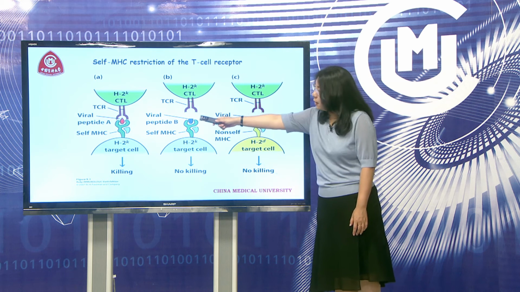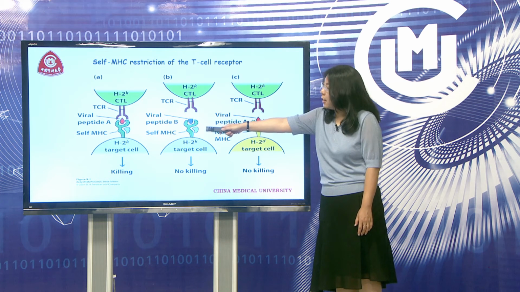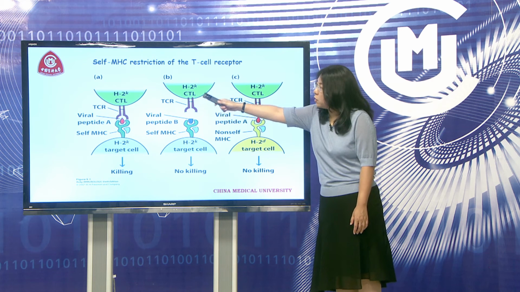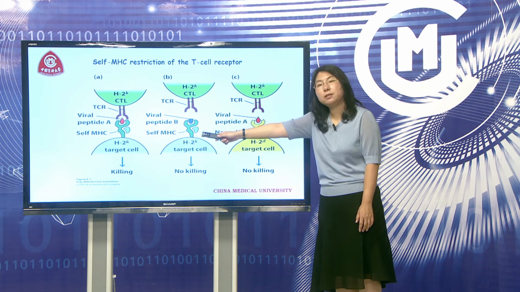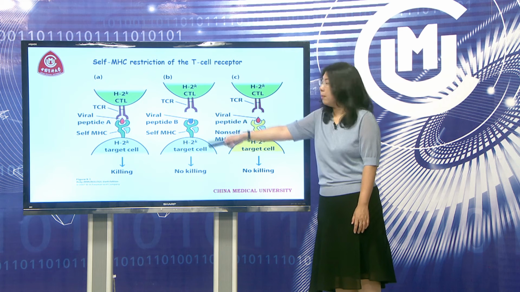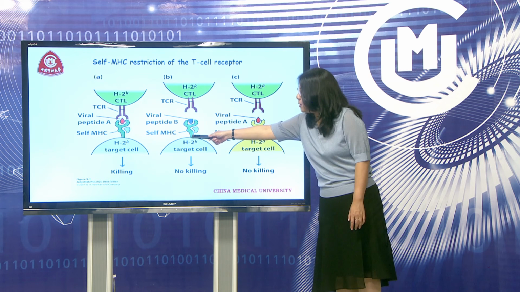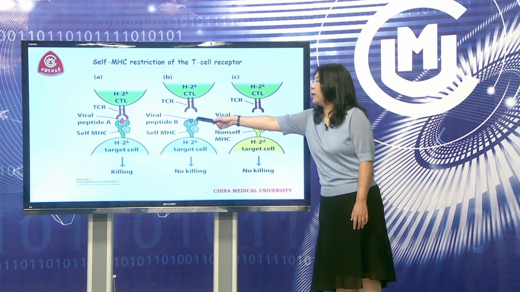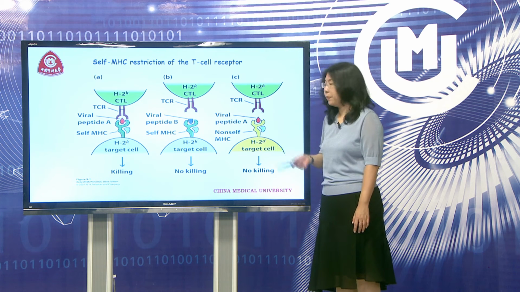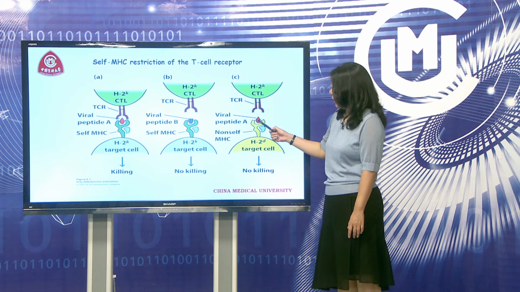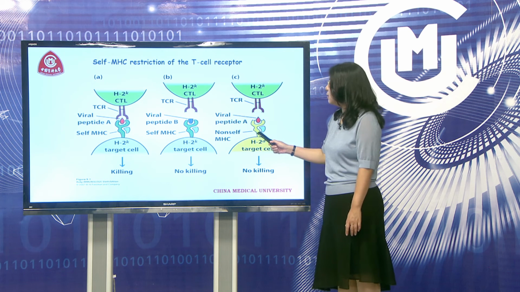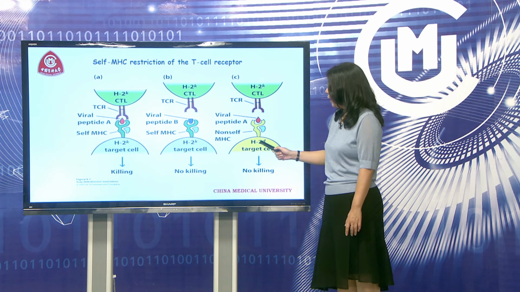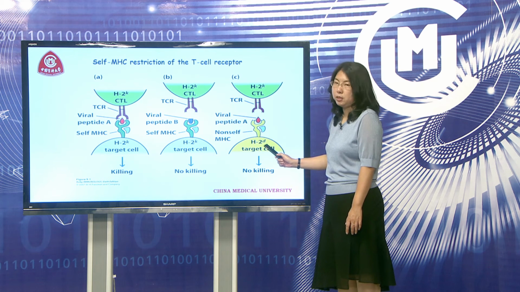In the right one, we know the same MHC, you see the H2K locus. This TCR recognizes this MHC and also the antigen. But in the second one, the MHC is the same but the peptide is different, so this TCR cannot recognize this peptide. In the last one, the peptide is the same as in the right one, but the MHC is different, so this TCR cannot recognize this different MHC molecule.